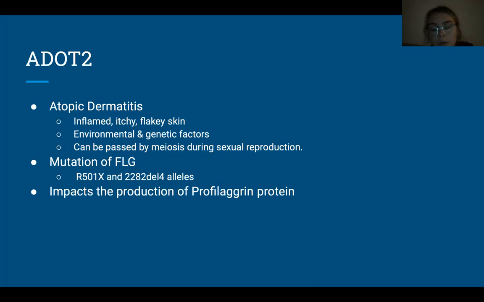So like I said before, we know this isn't sex-linked, so it can be passed through meiosis for sexual reproduction, but it is not hereditary itself. It can be, but it is not always. And this impacts the production of the profilaggrin protein, which allows for that natural hydration barrier.